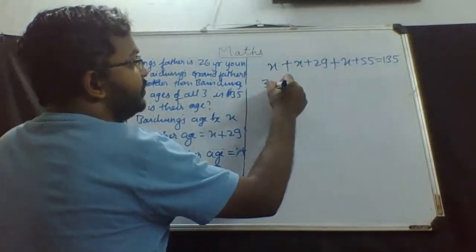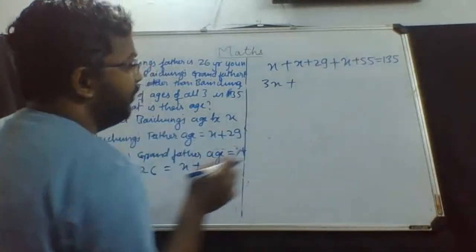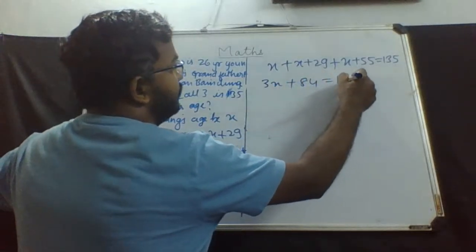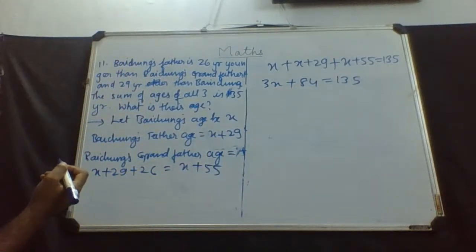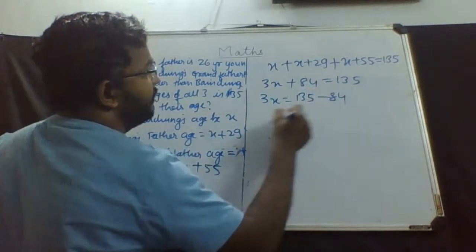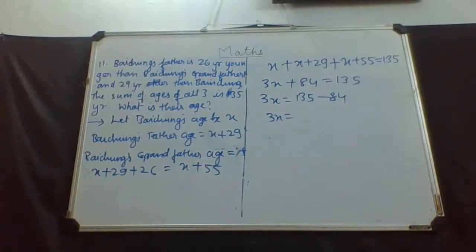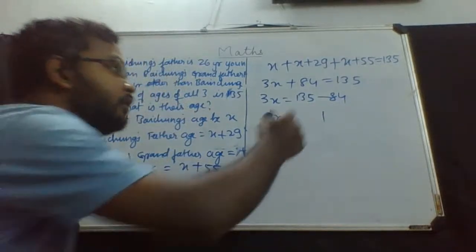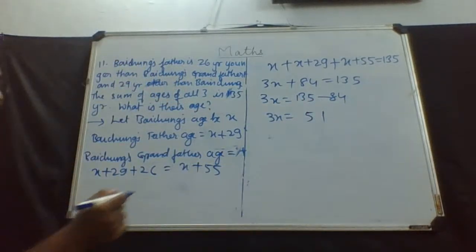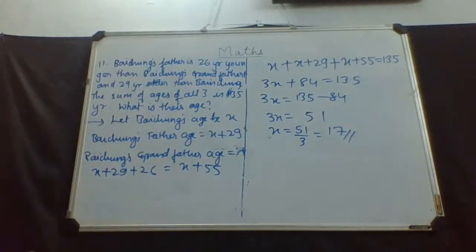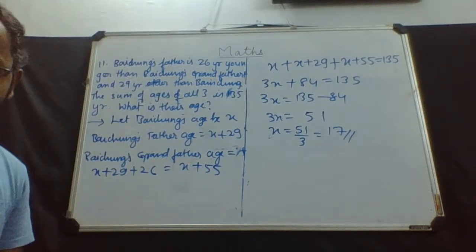x plus x plus x you will get 3x plus 29 plus 55. Add it, how much will you get? 84 is equal to 135. So 29 plus 55 you will get 84. Now 3x is equal to 135 minus 84. So how much will you get? 135 minus 84 is 51. x is equal to 51 divided by 3, you will get 17. So we got the value of x as 17.